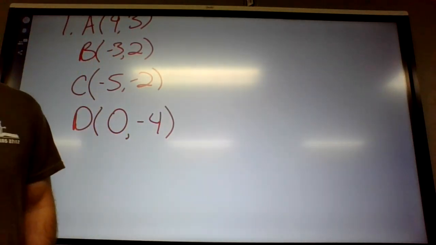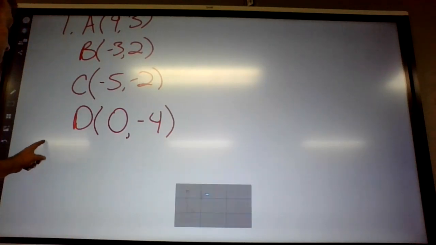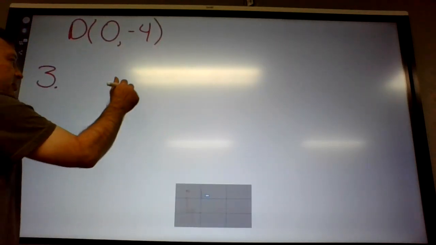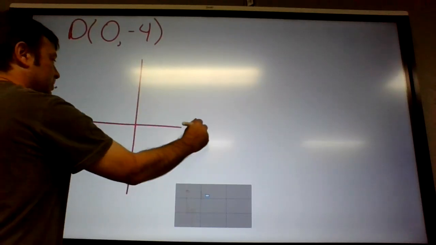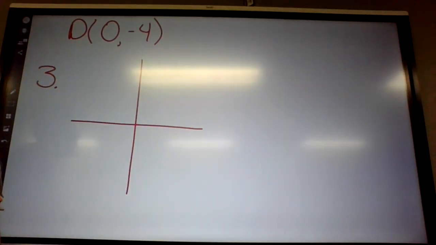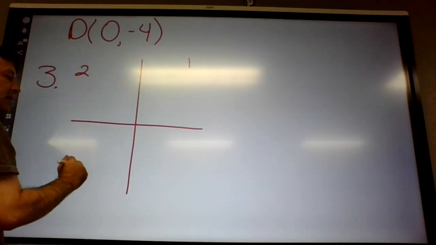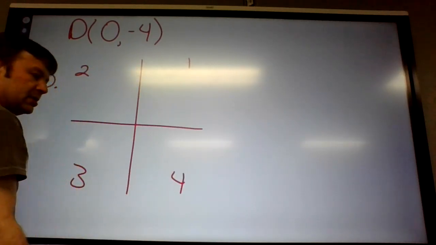Okay, number 3 says state the quadrant. Do you guys remember what the quadrants were? Where's number 1 at? Let's put it that way. 1, where's 2? Left, okay. And then it just goes counterclockwise.